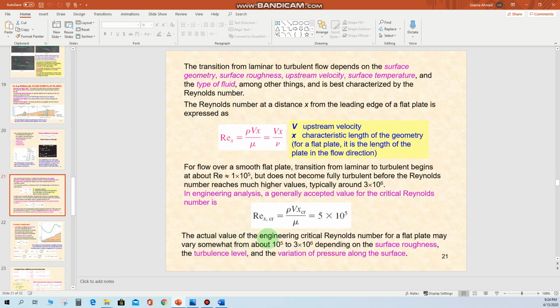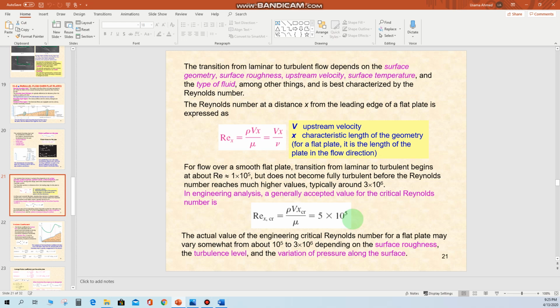The actual value of the engineering critical Reynolds number for the flat plate may vary somewhat from 10 raised to the power 5 to 3 into 10 raised to the power 6, depending on the surface roughness, turbulence level, and the variation of pressure along the surface. So the actual value can vary between these limits that we studied earlier, but for the engineering calculation we can rely on this value.